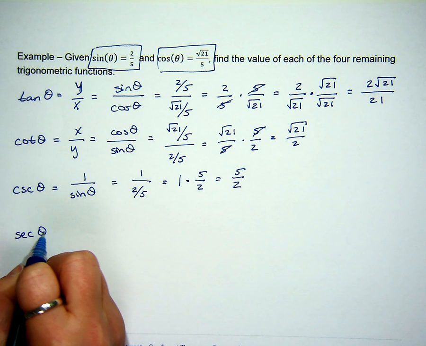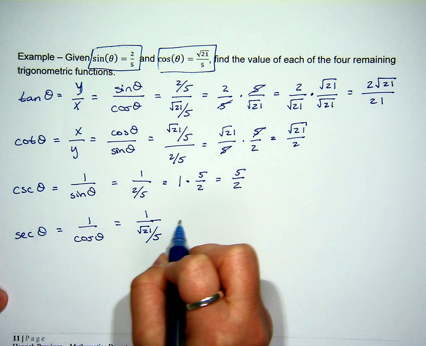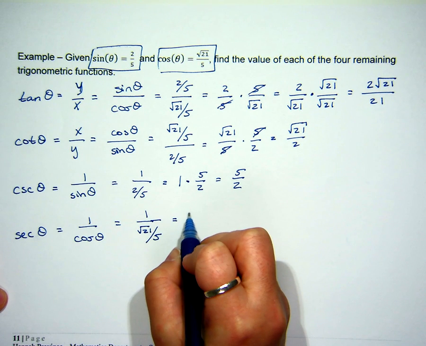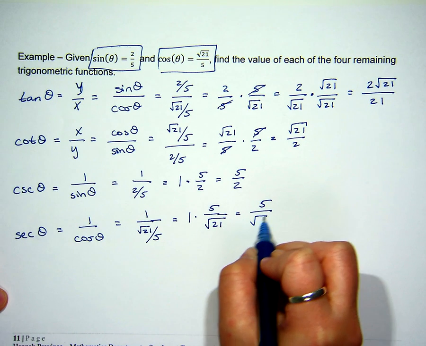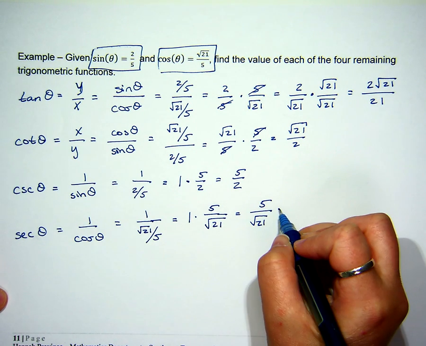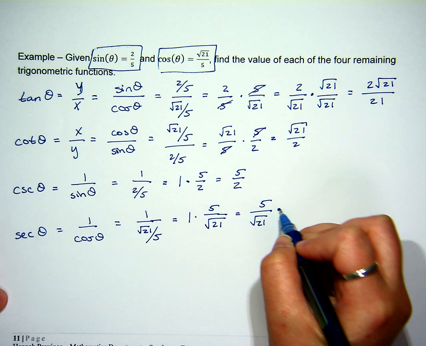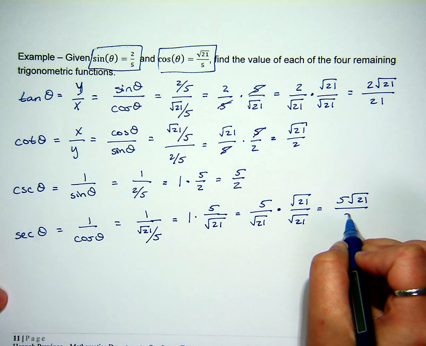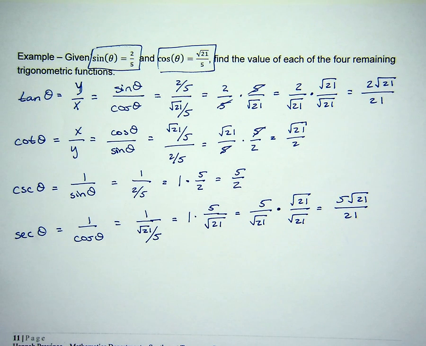And lastly, secant is the reciprocal of the cosine function, so we have 1 over cosine, or 1 over square root of 21/5. Fraction division becomes fraction multiplication. Flip the denominator or multiply by the reciprocal. So we get 5 over the square root of 21. But I can't have a radical in my denominator, so I rationalize. So I get 5 square roots of 21 over 21. And that's how we use our identities, our quotient identities and our reciprocal identities.